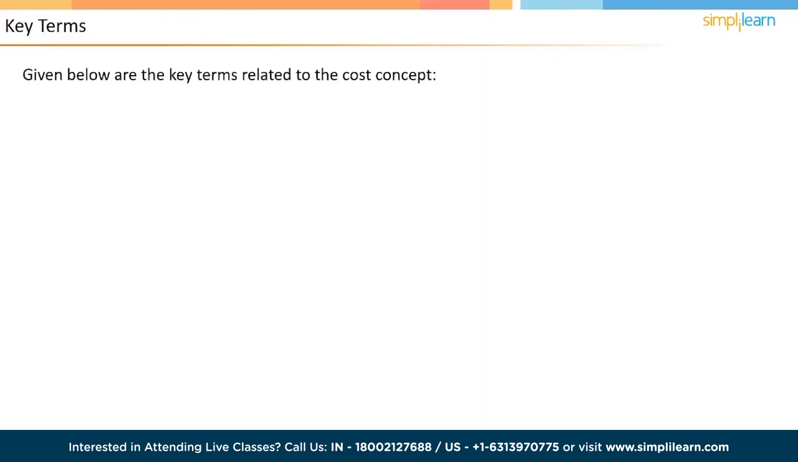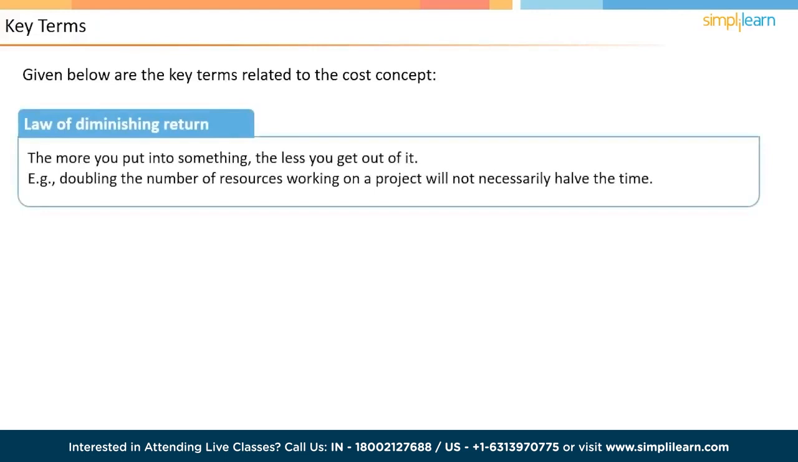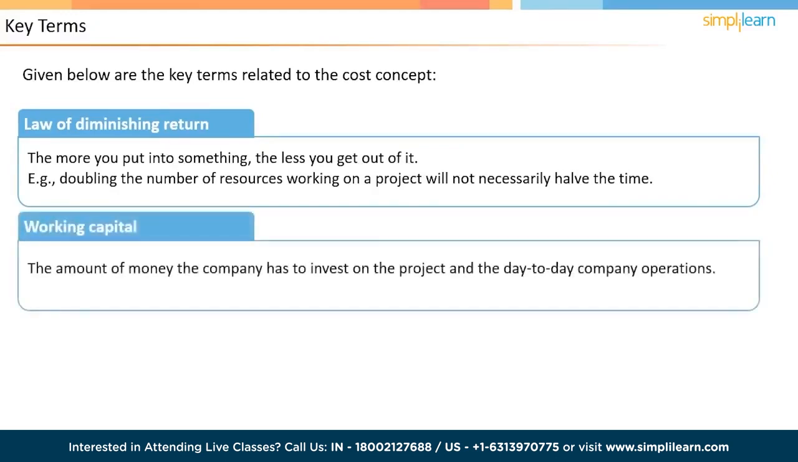Before we end this lesson, let us also look at a few definitions that might be useful for your PMP examination. Law of diminishing return. This means the more you put into something, the less you get out of it. For example, doubling the number of resources working on a project will not necessarily halve the time. Working capital. The amount of money the company has to invest on the project and the day-to-day company operations.